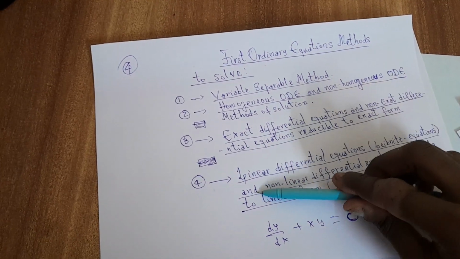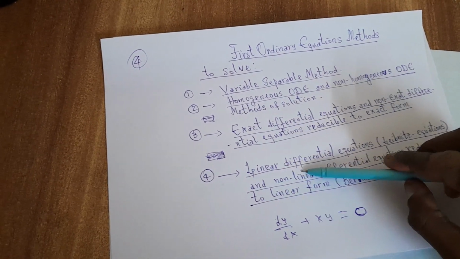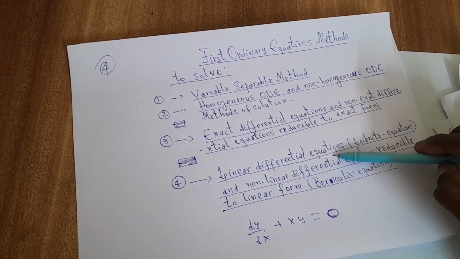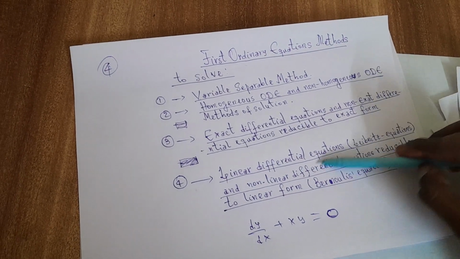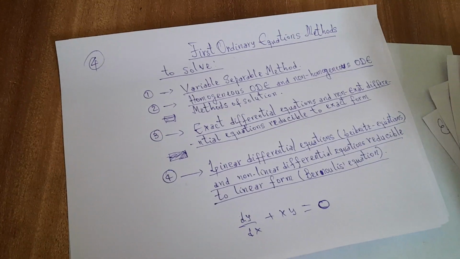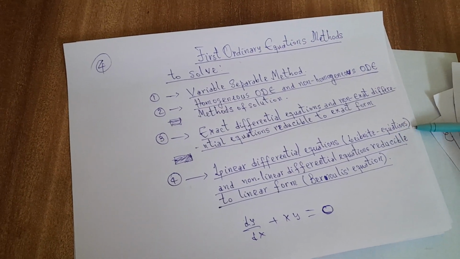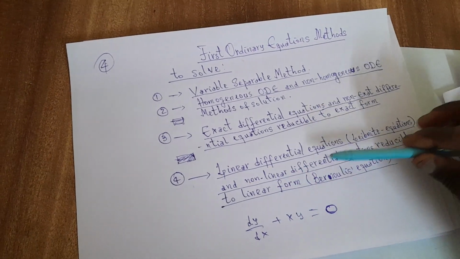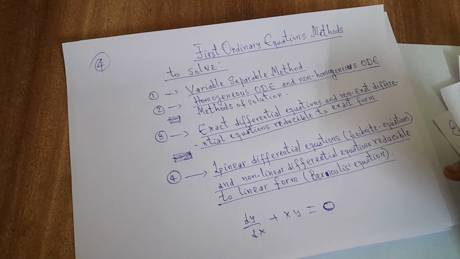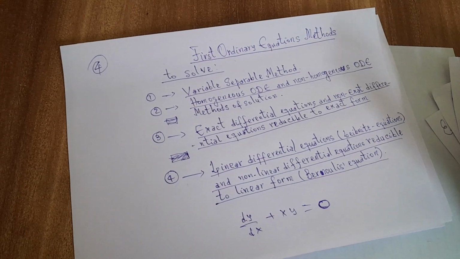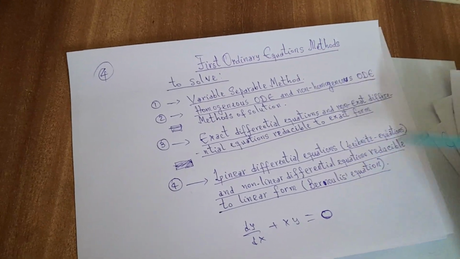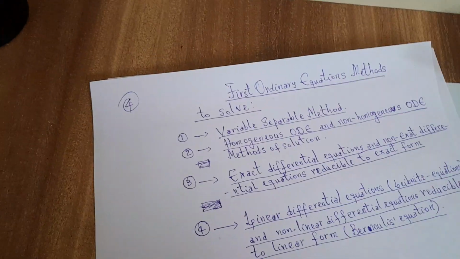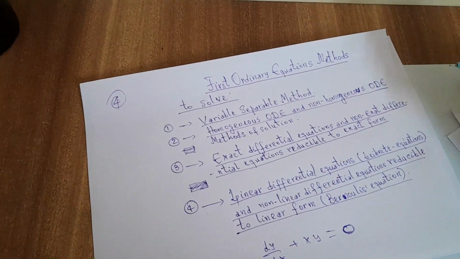Okay, and here in the fourth method, it is linear. Whenever we have a linear differential equation, that's also called a Leibniz equation. And a non-linear differential equation that can be reducible to a linear form, we call Bernoulli's equation. Yes, this is what we are going through during this time.